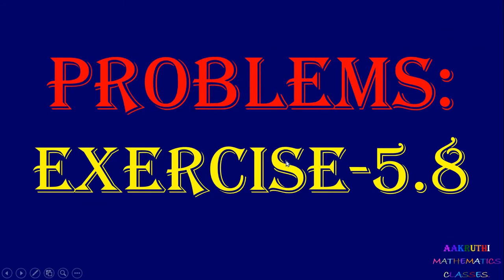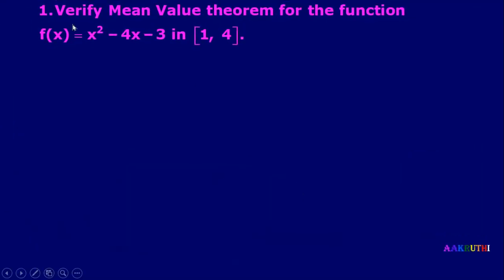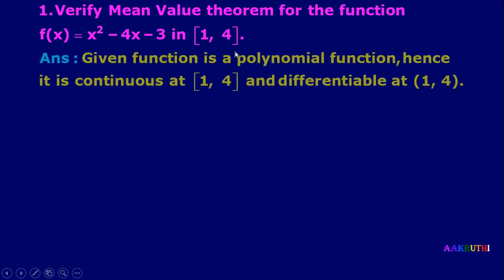So next we discuss some problems. These problems are from exercise 5.8. Now the first problem: verify the mean value theorem for the function f of x is x square minus 4x minus 3 in closed interval 1 to 4. Now here the given function is a polynomial function, hence it is continuous in closed interval 1 to 4 and it is differentiable in open interval 1 to 4. So a polynomial function is continuous and it is differentiable.